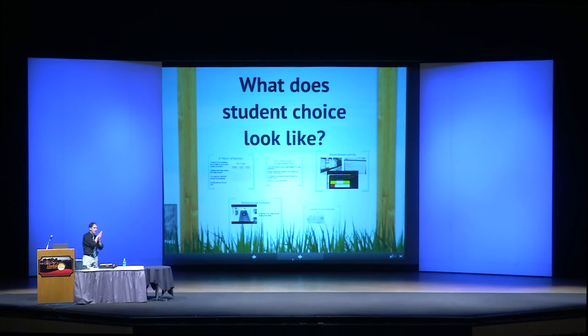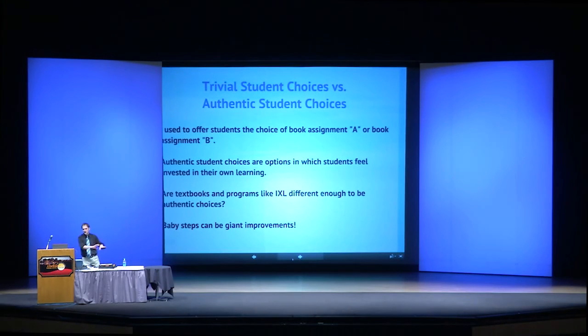And what does student choice look like? So this is really the last part of customization. We covered the independent pacing, we covered the leveling that was inside of it, and now student choice is probably the most ambiguous. Inside of student choice, and this is a stolen idea, I didn't come up with this myself, is the concept of trivial student choices versus authentic student choices, and I am probably the biggest offender of this.